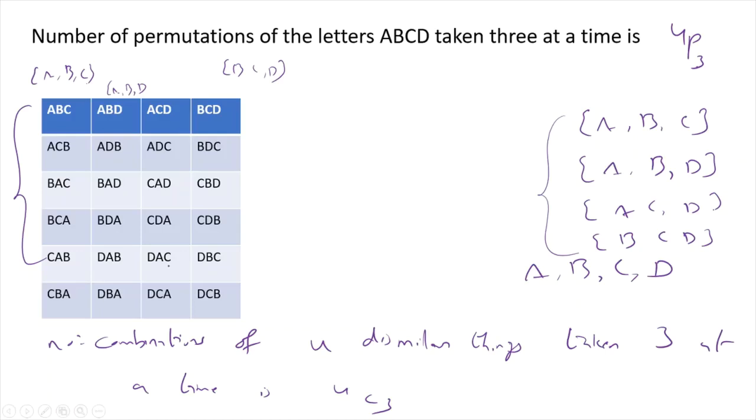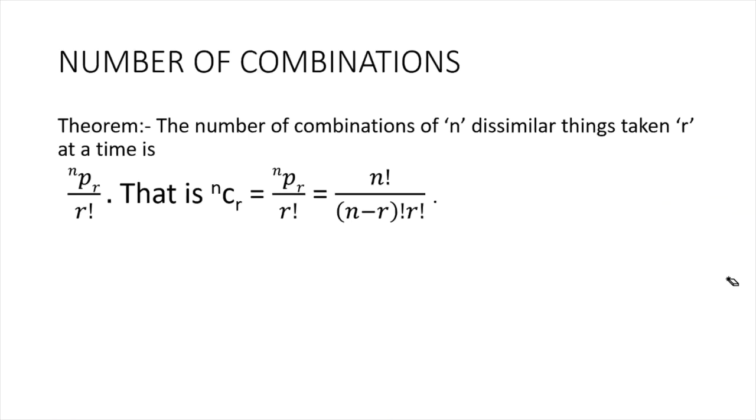So here the number of combinations is going to be 4P3 upon 3 factorial, which is equal to 24 upon 6, which is equal to 4. So these are the 4 combinations that we can have. Anyway, we will try to establish this using the theorem. Using the theorem, we can do it for large n and large r.